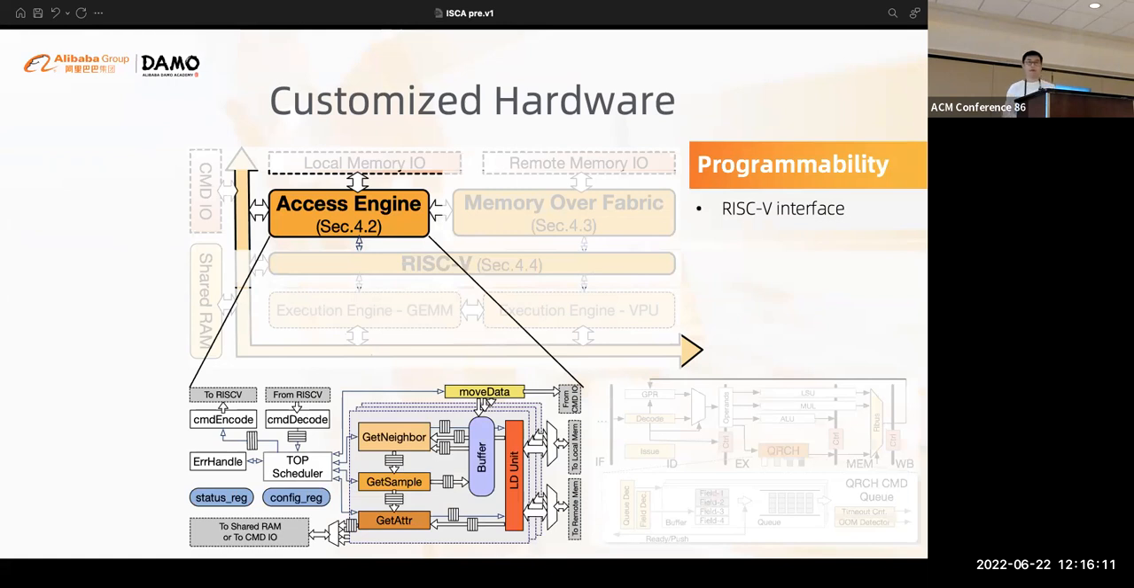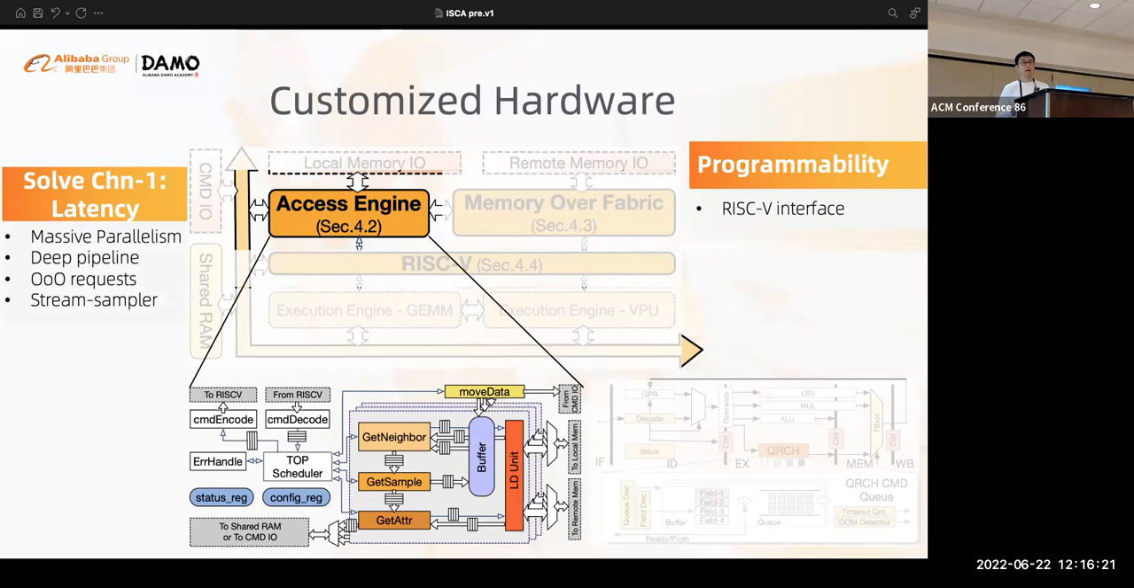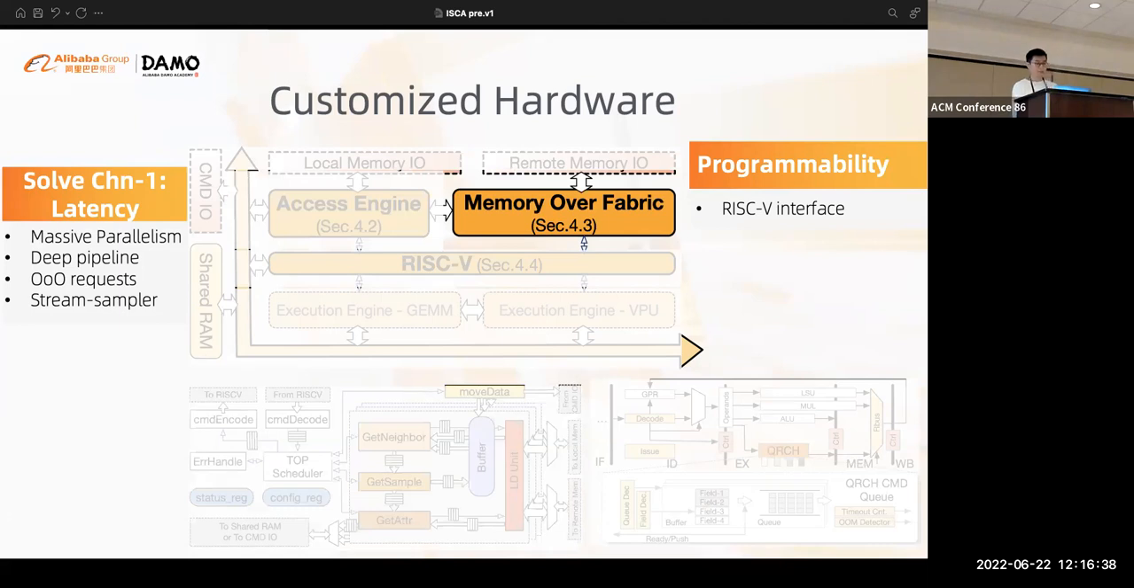The access engine part does mostly all the heavy lifting. It does the graph sampling operations. It is very highly optimized hardware, deeply pipelined, providing massive parallelism and allowing handling of on-the-fly memory requests, sending and receiving out of order. It basically solves the long latency problem. And also the memory fabric block, which handles optimized communication between cards. It has some optimizations for bandwidth utilization, for example, packing all the small fine granularity requests into one big request and compressing the addresses and data.